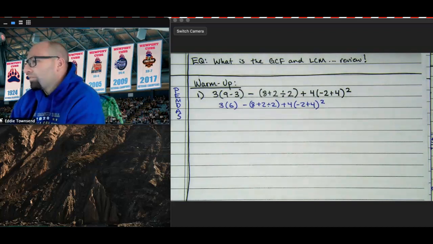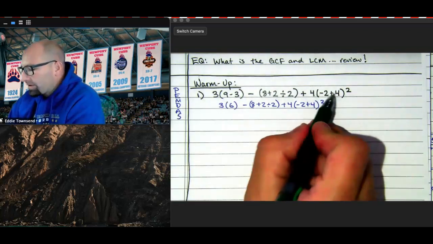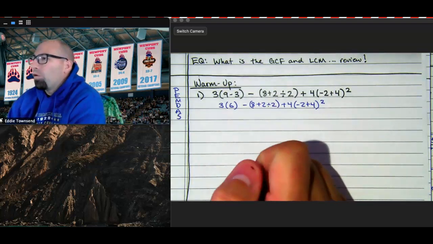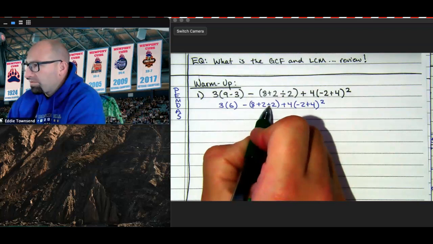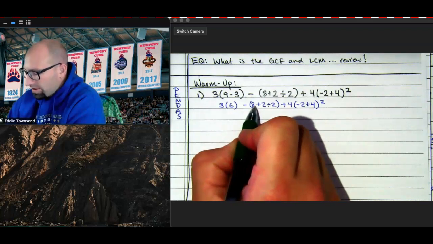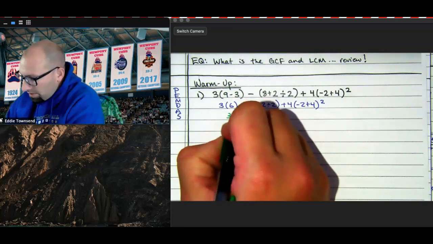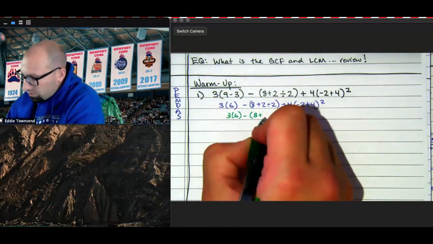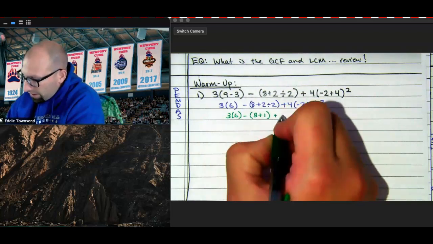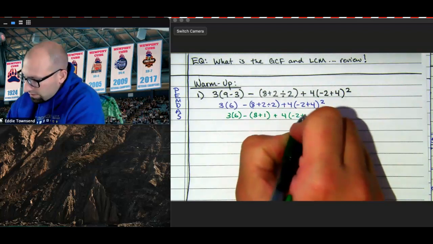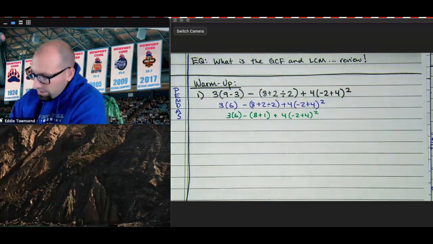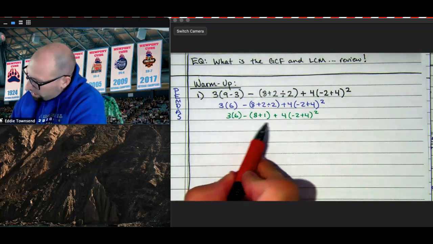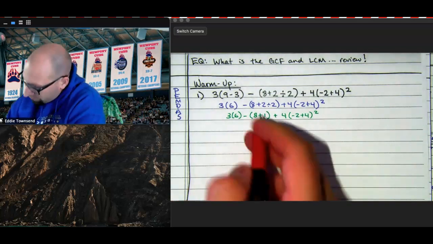Now on this one, we go left to right on the parentheses. So we did this one, now we're going to do this one. And in the parentheses, you do order of operations. So we're going to do this division before we do this subtraction, or addition, excuse me. So you got 3 times 6 minus 8 plus 2 divided by 2 is 1. And everything else, bring it down to the next level. Okay, so then we're going to go 8 plus 1, which is 9.